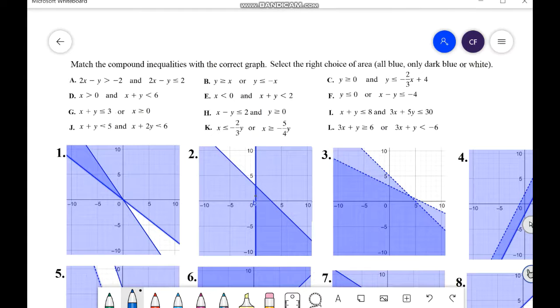Match the compound inequality with the correct graph. Select the right choice of area, and you have to answer two questions. One is the right number of graph, and the second question is the area. If it's going to be the all blue area, if it's a union, only the dark blue area if it's an intersection, and we're not going to have the white option, the white area.